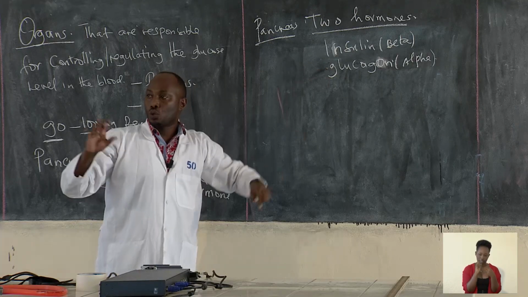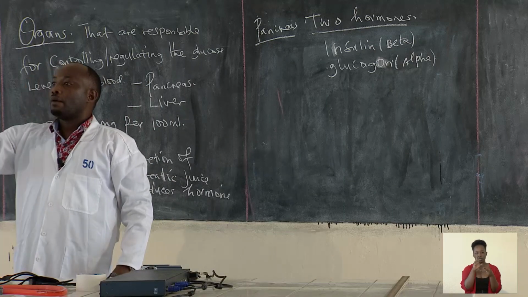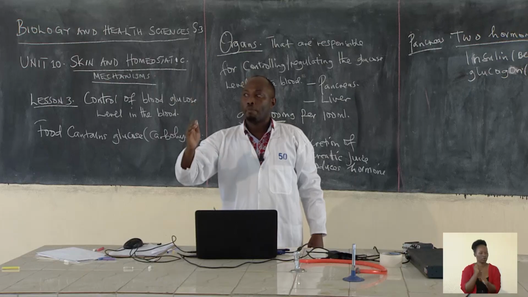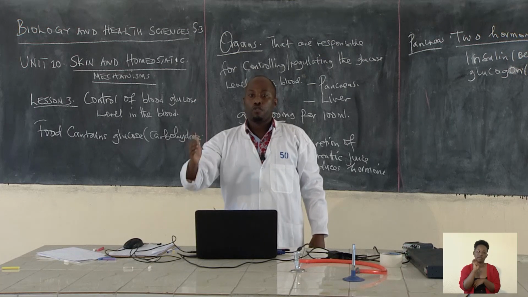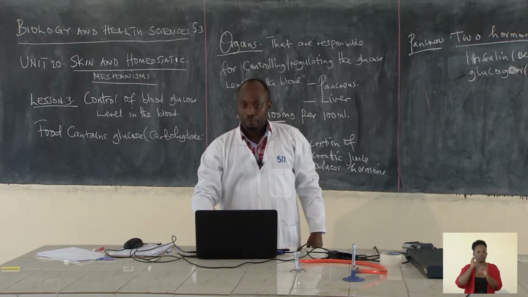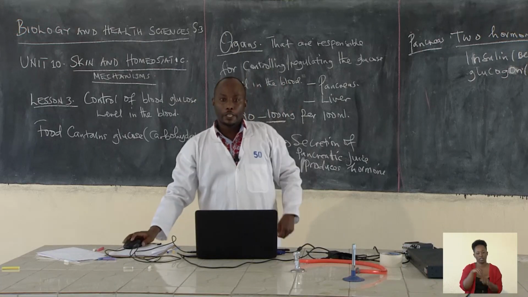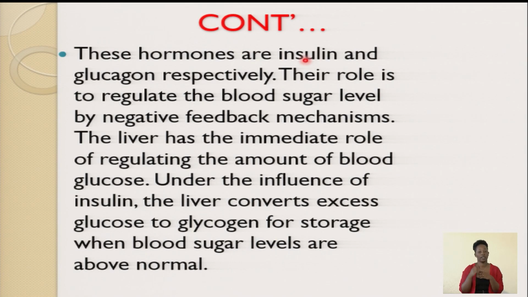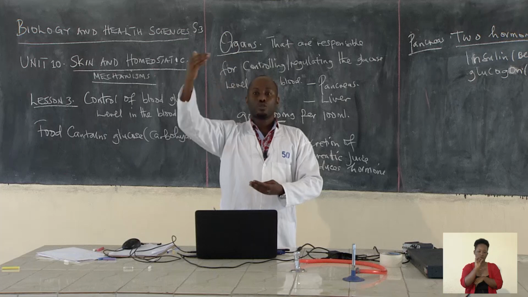All right? These two hormones are produced by the pancreas, and they are responsible for balancing the amount of glucose in the bloodstream. These two hormones, insulin and glucagon respectively, regulate the blood glucose level, and that brings what you call negative feedback. Negative feedback is responsible for diminishing the effect that causes either the rise or the increase of the glucose level.